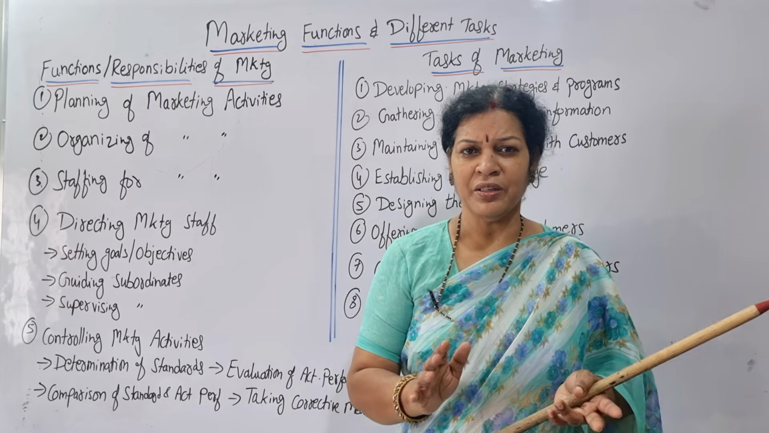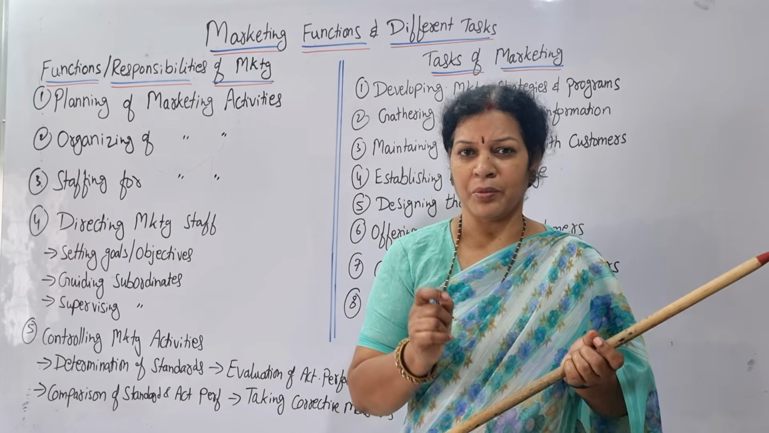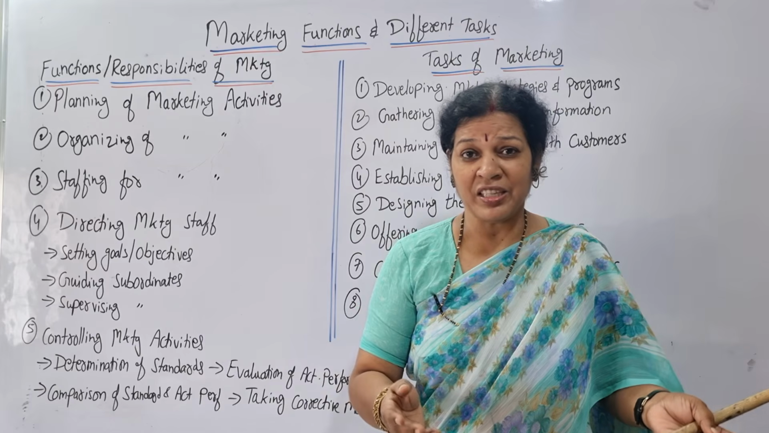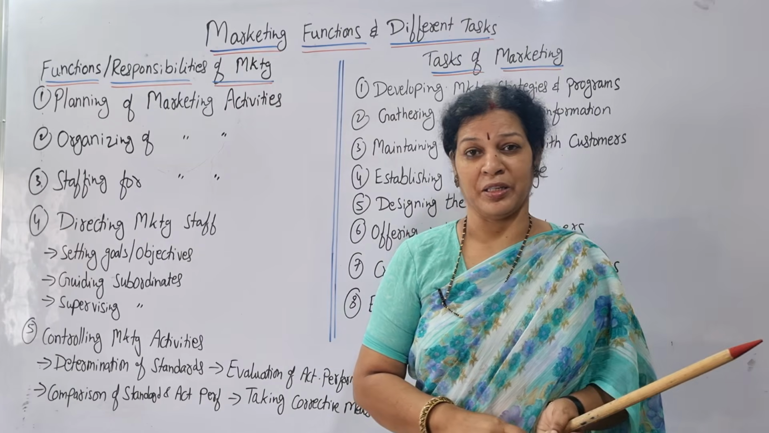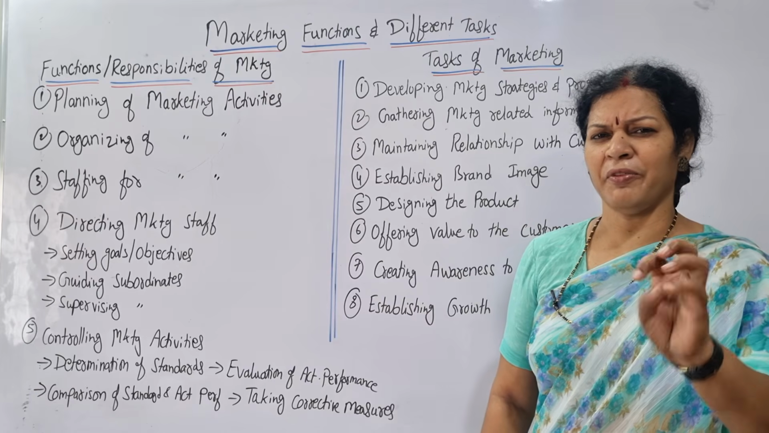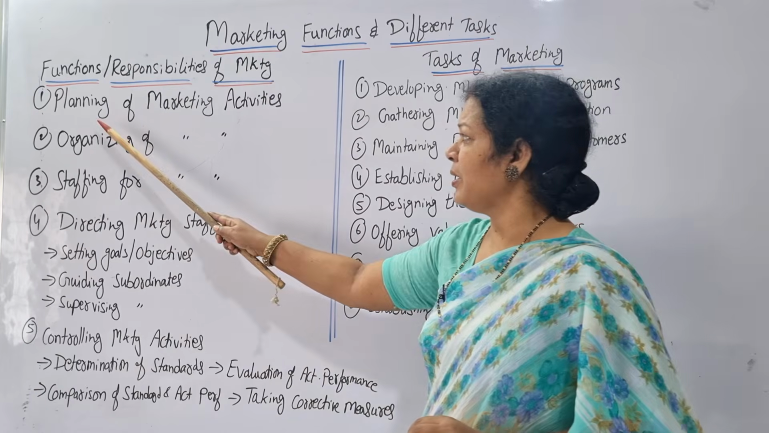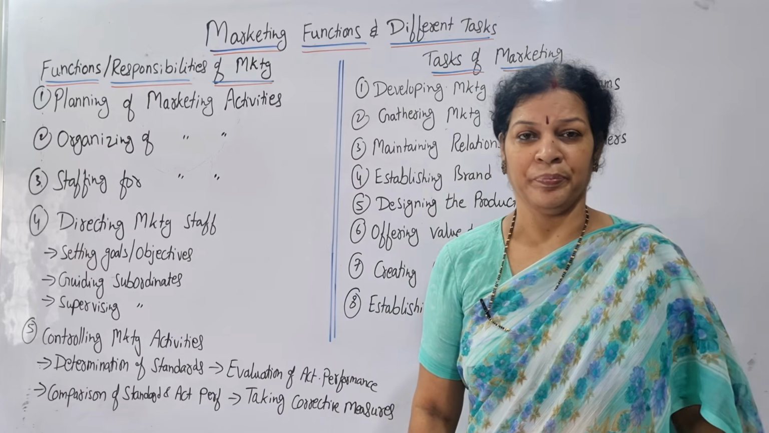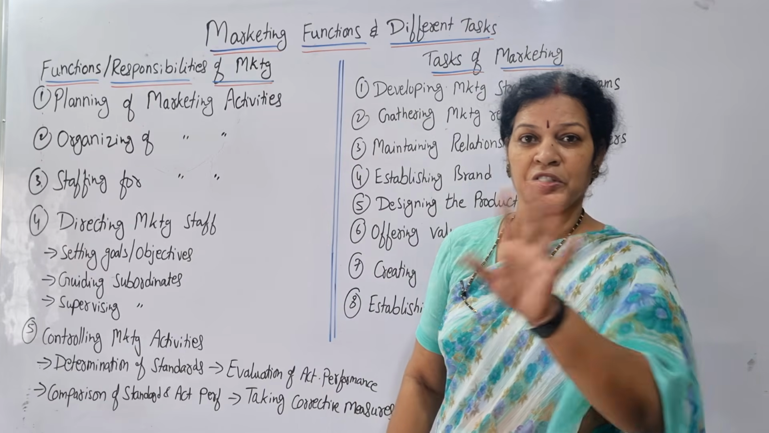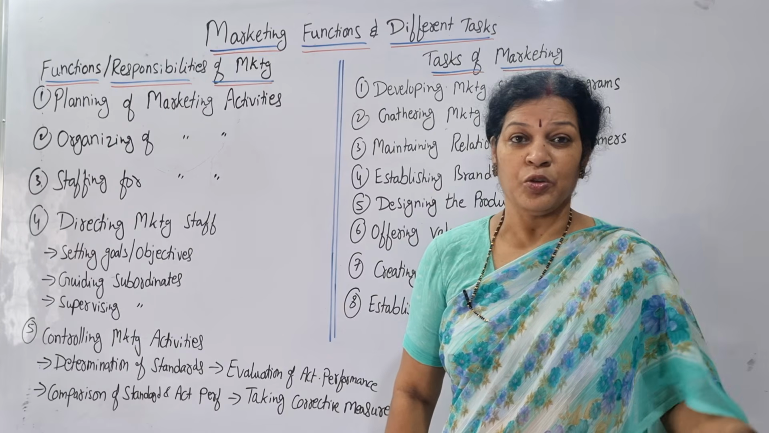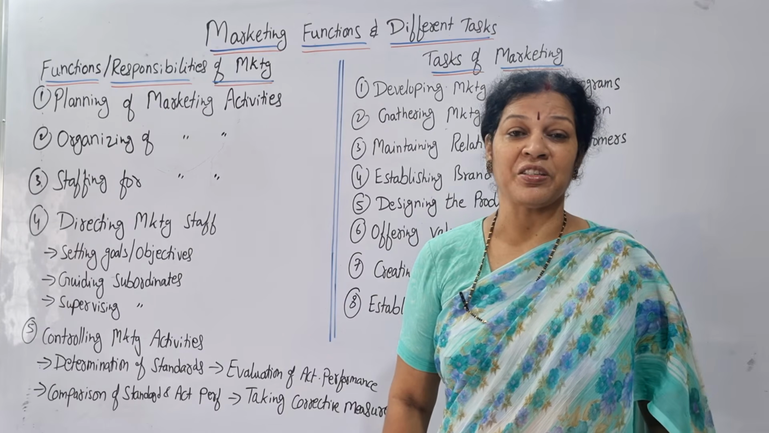Now let's see today first objects, or you can say functions. You can say same functions as responsibilities of marketing also. Just simple 5 points you remember. First thing is that planning of marketing activities. How to do the marketing. How the product should reach the customer. Till that period there are many steps. So that planning is first important thing.